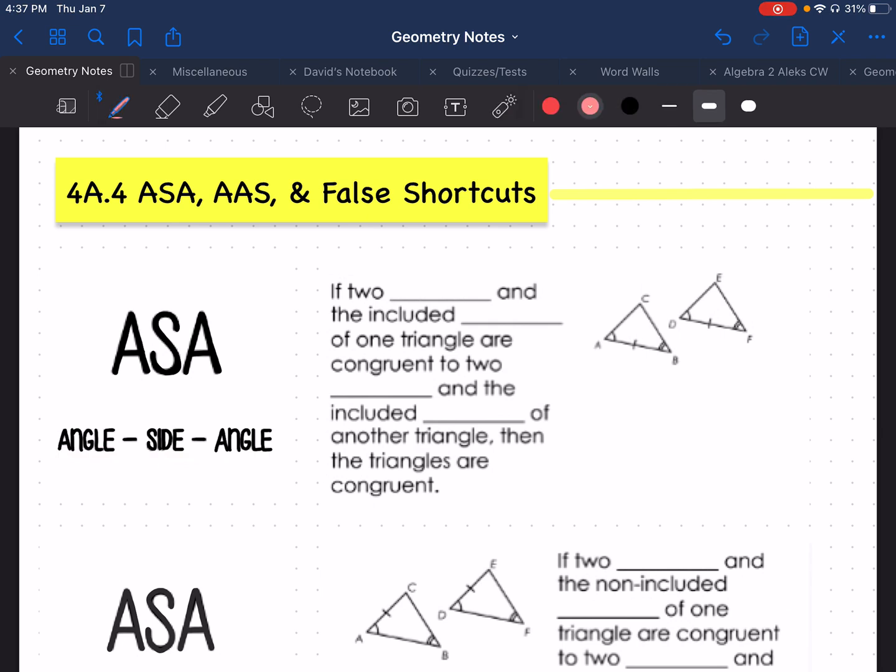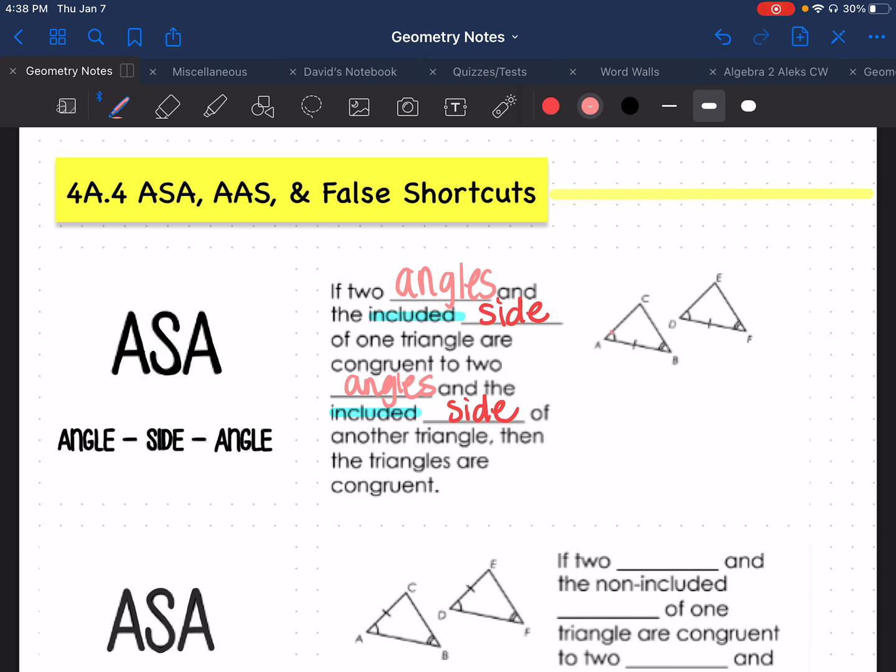And it says if there are two angles and the included side of one triangle are congruent to two angles and the included side of another triangle, then my two triangles are congruent. Let's take a look at the picture, and let's just remind ourselves what this word included means. So let's start with our angles.